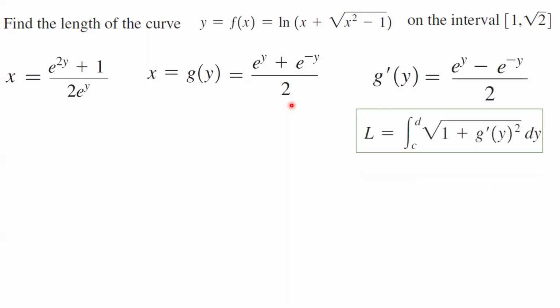Well, let us go back to the formula. The length of the curve from c to d is the integral of the square root of 1 plus g prime of y to the second power dy. So L is equal to, please note that we are changing the boundary when we are changing the variable from x to y. x was bounded between 1 and square root of 2. When you plug in x equals 1, you can solve for y, and your y becomes 0.